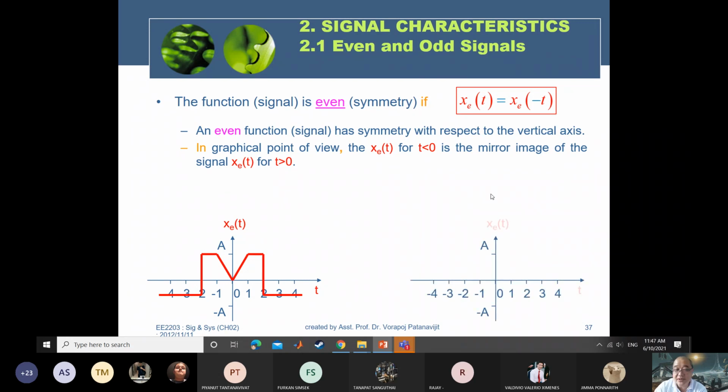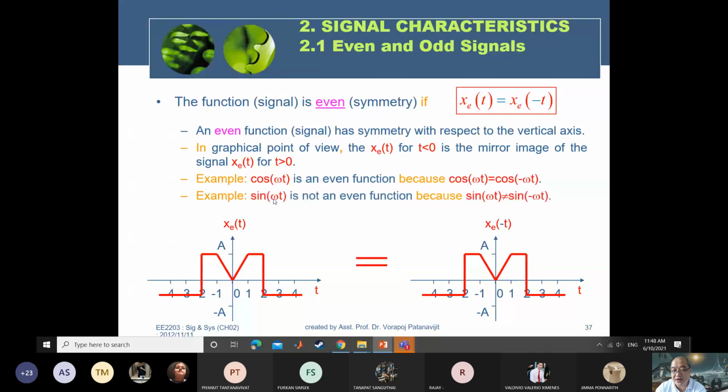If the signal x(t) is here, you determine its time reversal. Time reversal means you flip with respect to the vertical axis. Flipping gives you this, and you can see that its time reversal is identical to the original signal. Therefore, we can conclude that the signal is an even signal. For example, the cosine function is even because cos(ωt) equals cos(-ωt). But sin(ωt) is not even because sin(ωt) is not equal to sin(-ωt).